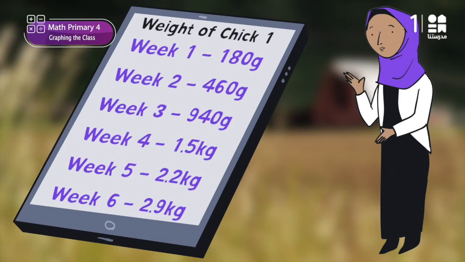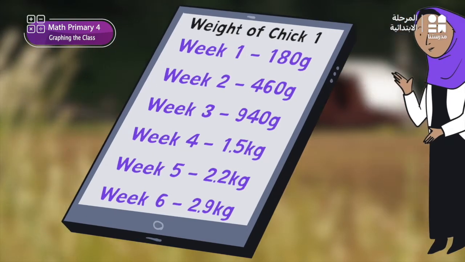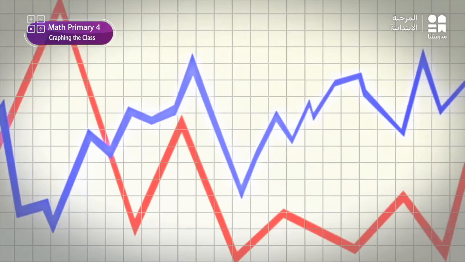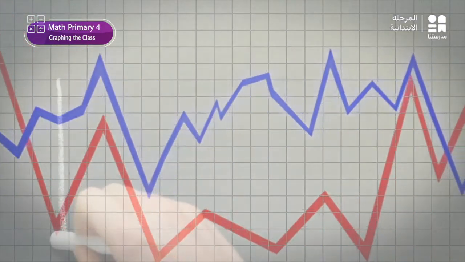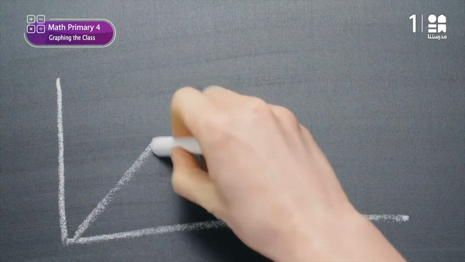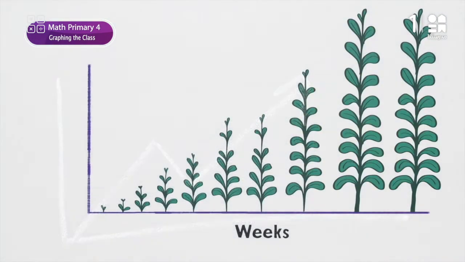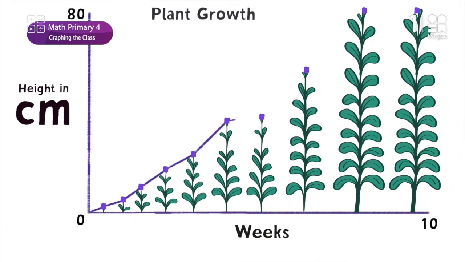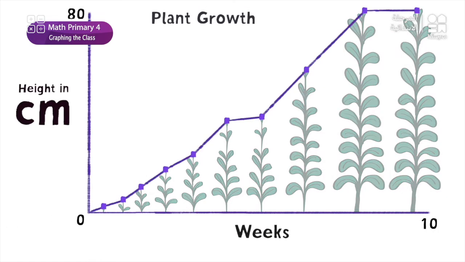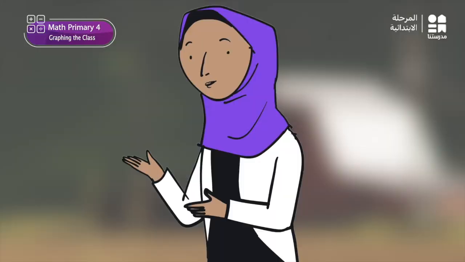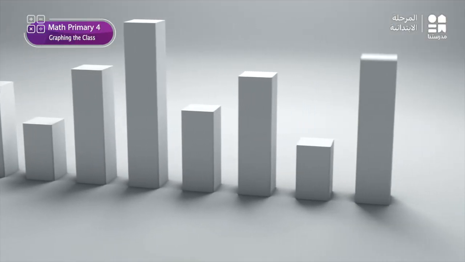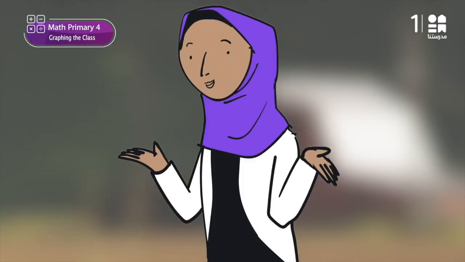Let's plot the weight of the chick as a line graph. I'm not sure what that looks like. I'd rather draw a bar chart. A line graph is used when the information you have is connected and changes over time. For example, the height of a plant as it grows over several days. A bar chart wouldn't be the best option because a bar chart usually shows several bars, each bar for a different item. Can you think of some more examples of a line graph for me?